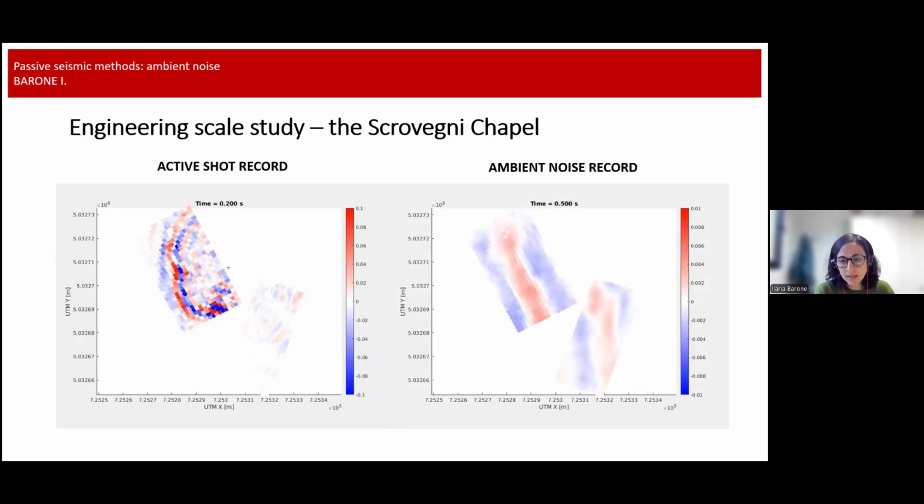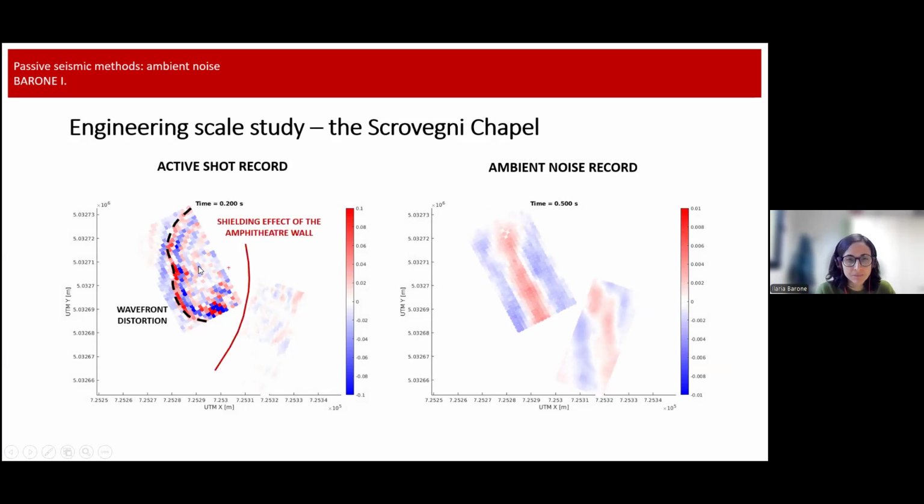Okay, so what can we see here? First of all, if you look at this wavefront, it is not circular, there is a distortion, and this is probably caused by some velocity anomaly in this area. Then we can also see that the amplitudes in this rectangle are much higher than the amplitudes here, and this is because this is the wall of the amphitheater. There's this amphitheater that is acting as a screen, so it's preventing most of the energy from propagating from one side to the other side.